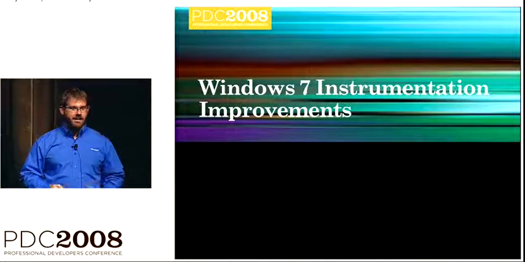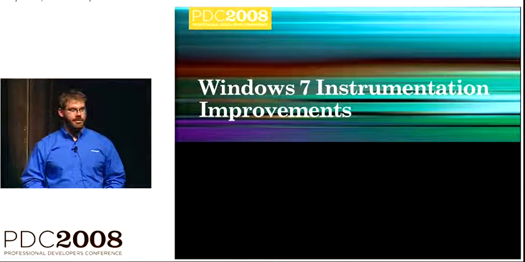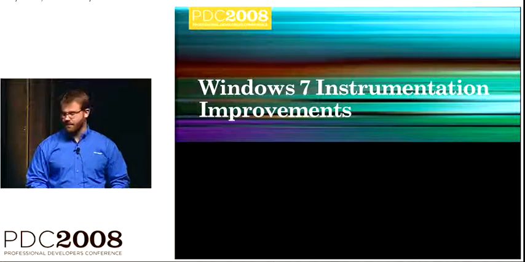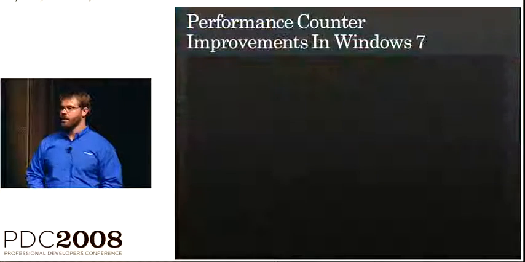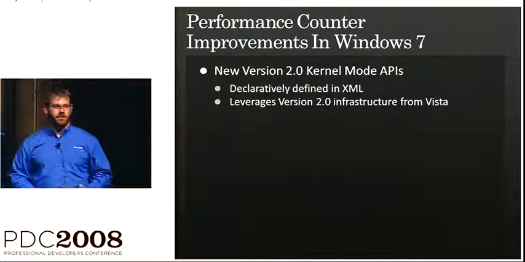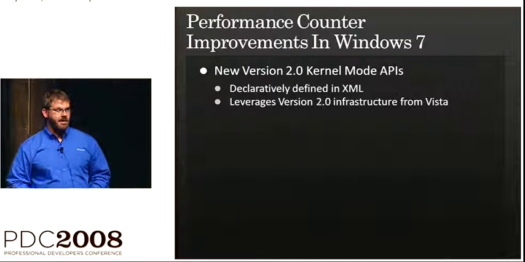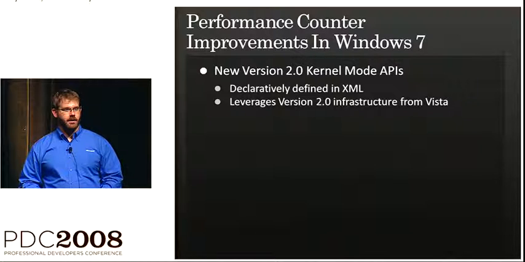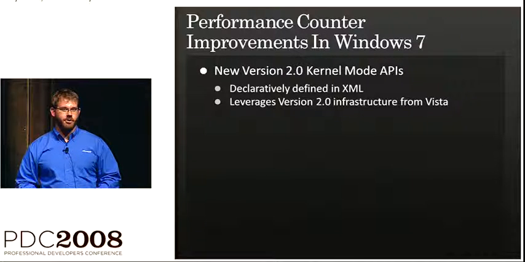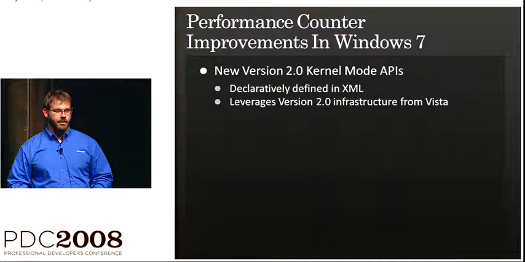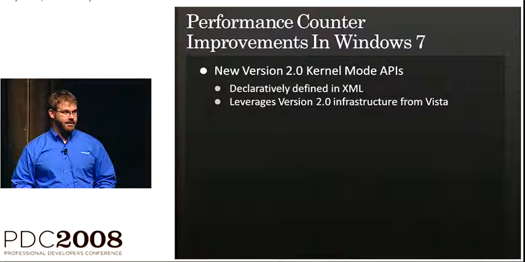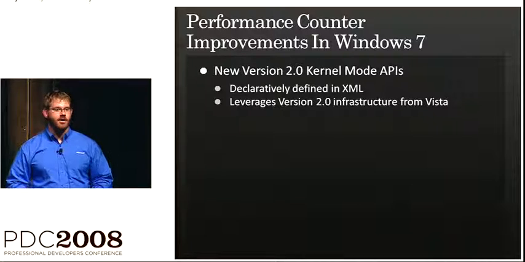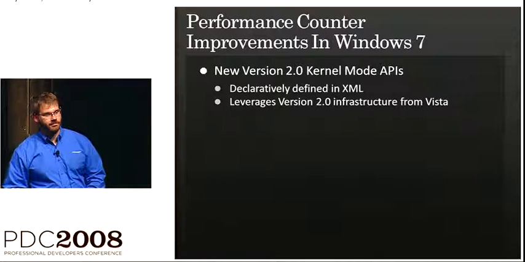Now that we've talked about the technologies, I'm going to talk about the improvements we've made in Windows 7. The first thing I'm going to do is transition back to performance counters and talk about the improvements we made there. The first thing is that we've introduced a new API set in Windows 7. This API set is to allow you to raise natively in kernel mode performance counters using the V2 API. In Windows Vista, we introduced a new API that made it easier to write performance counters, which I'll show you today. We've just extended that into kernel mode.